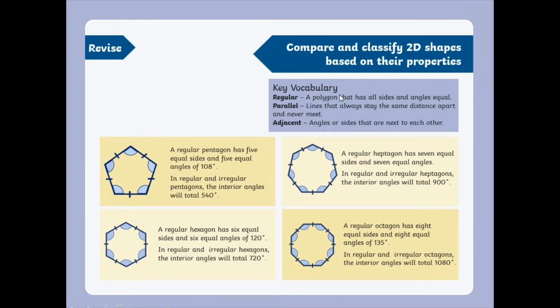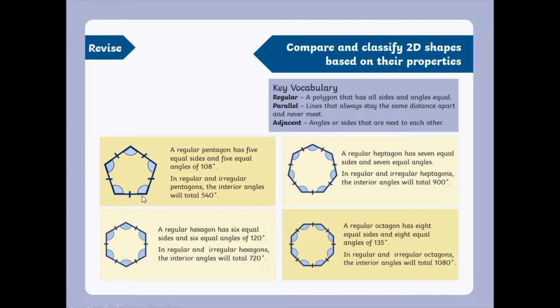Remember, regular shapes are polygons that have all equal sides and all equal angles. Irregular means that they will have some different lengths and some different angles. Parallel lines and adjacent sides. Okay. So here we have got a pentagon that has 5 equal sides and 5 equal angles of 108 degrees. Now, in regular and irregular pentagons, the interior angles, that's the angles inside, will always total 540 degrees. Okay, they'll always add up to 540.